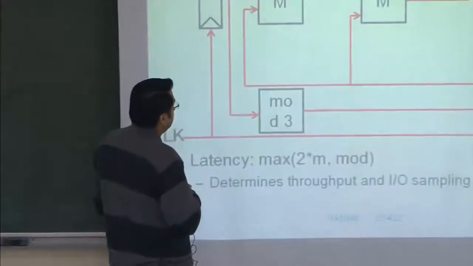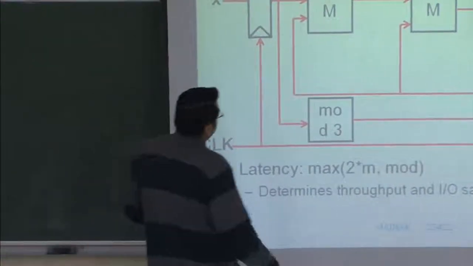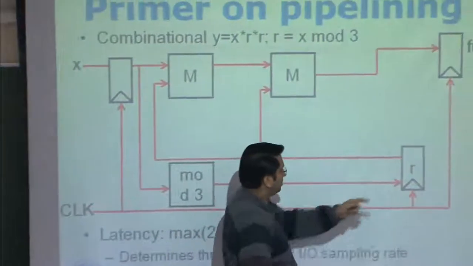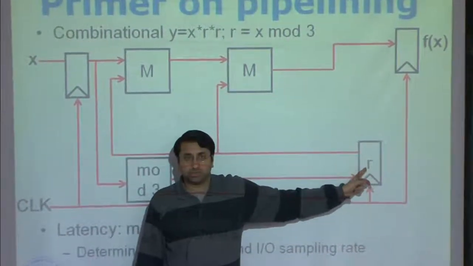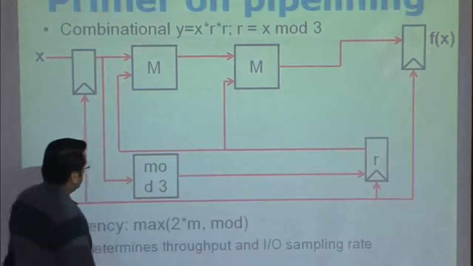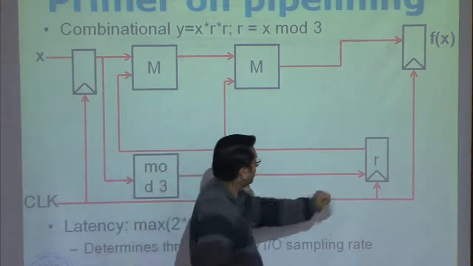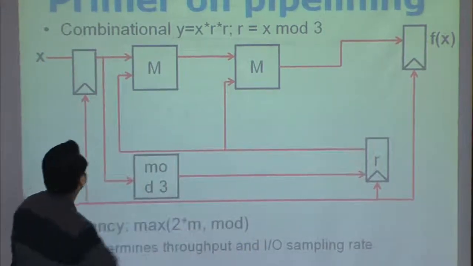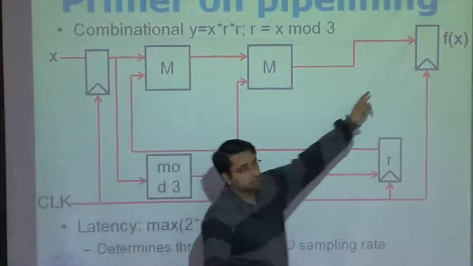A combinational implementation would essentially take the value of R from the latch, whatever has been latched by the previous computation. And a new value of R will go into the latch at the same time as you take the current output.